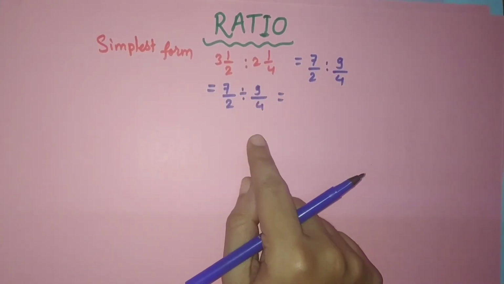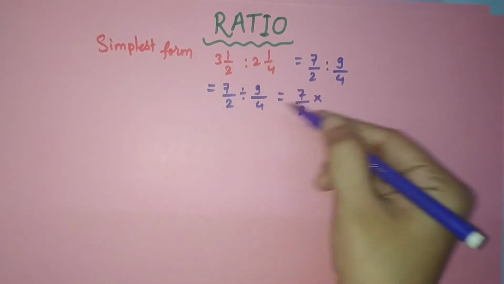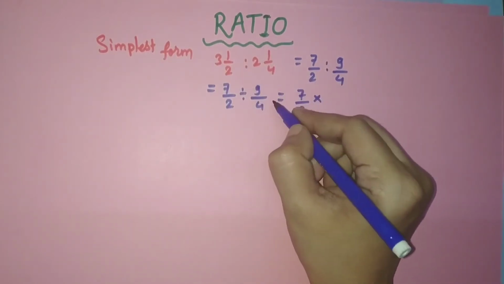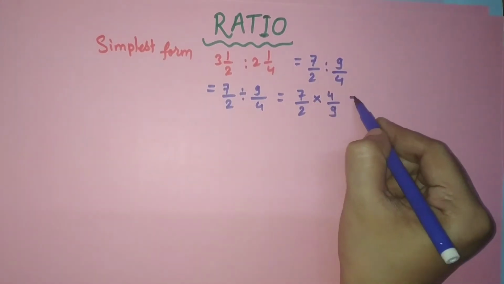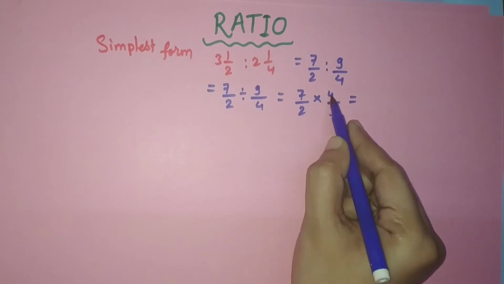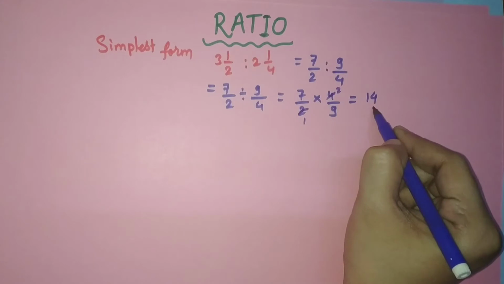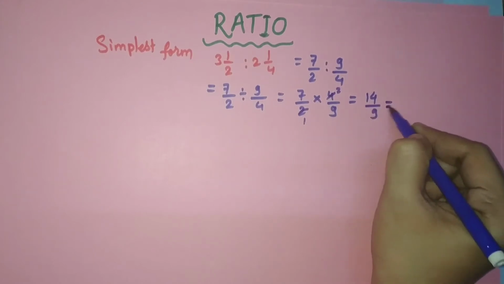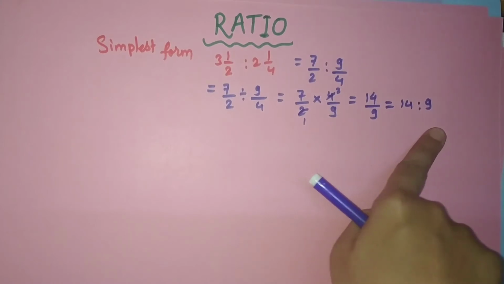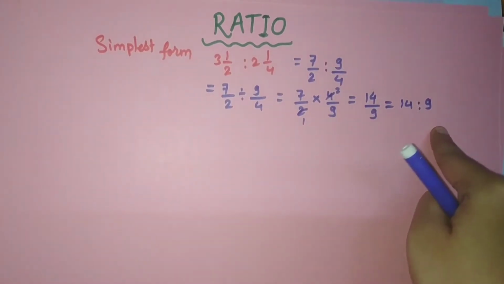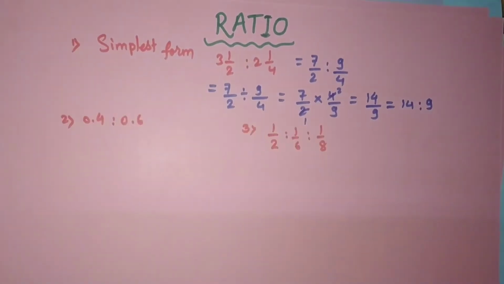So we know that fraction division is there. We'll keep the first fraction as it is, the division sign will change into multiplication, and then we'll flip this 9 by 4 and write 4 by 9. So you can see here we can simplify: 2 1s and 2 2s are 4. So we are going to get 14 divided by 9, which is the simplified form. 14 is to 9 is the simplest form of the ratio because the HCF of 14 and 9 is 1. So it is the simplest form here.